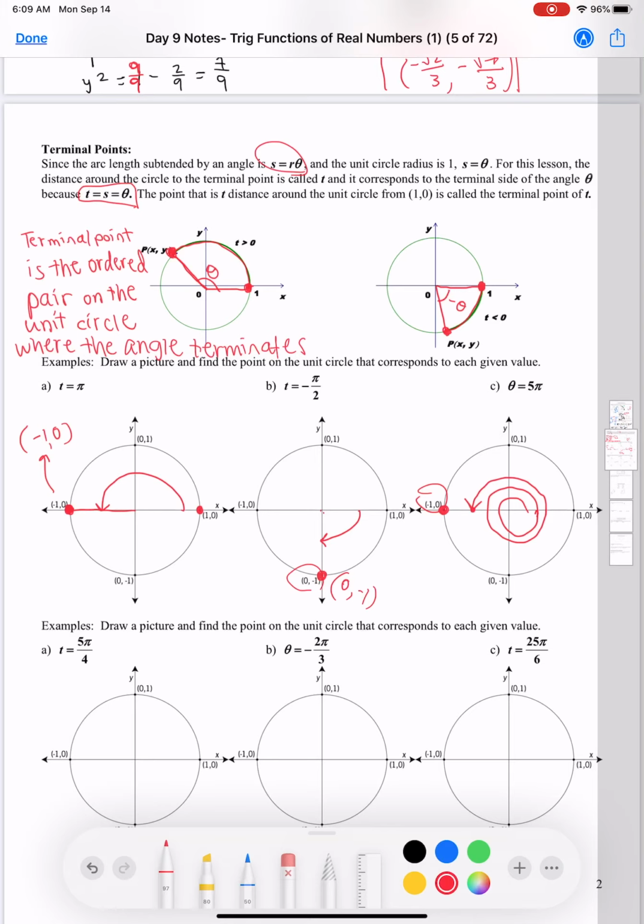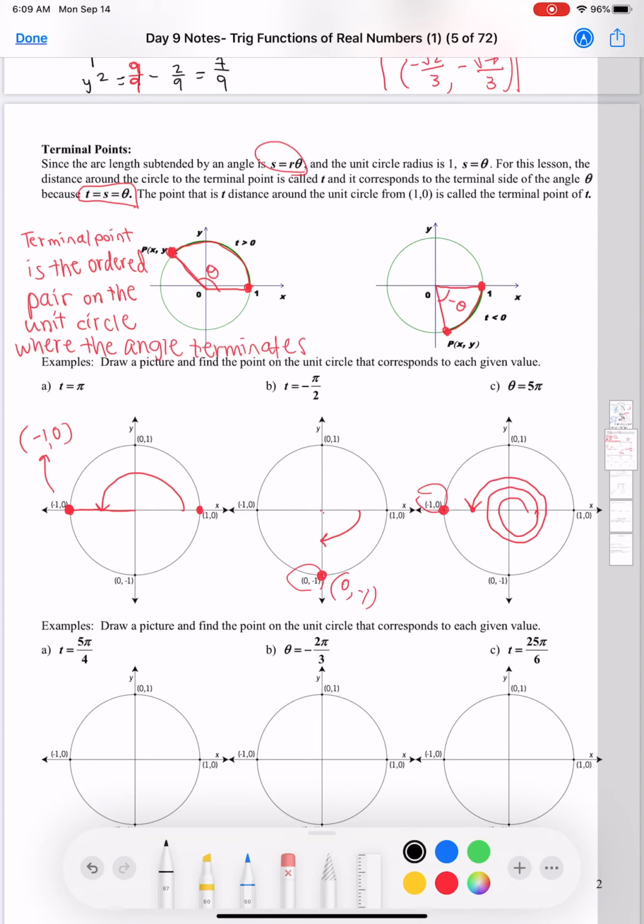All right, now we have 5 pi/4. The directions say draw a picture and find the point on the unit circle that corresponds to each given value. So just like we were doing, except now we're going to be working with radian measures that won't fall exactly on the axes. Okay, so what I would say to do here, and I probably will erase this because I don't want to take up too much space.